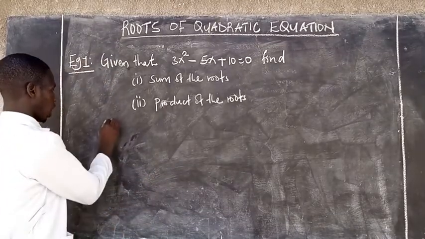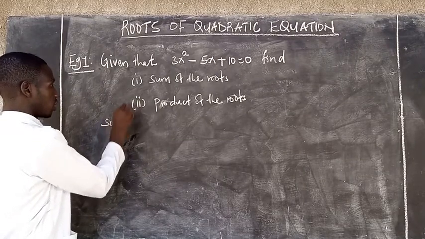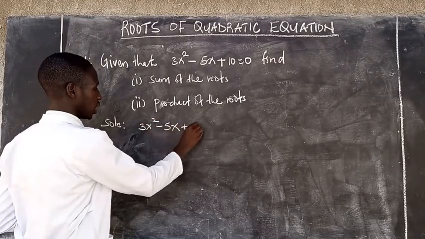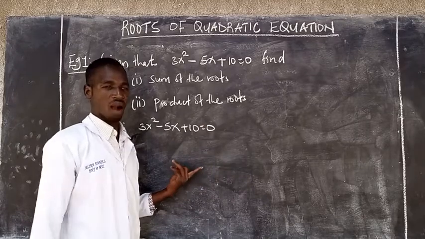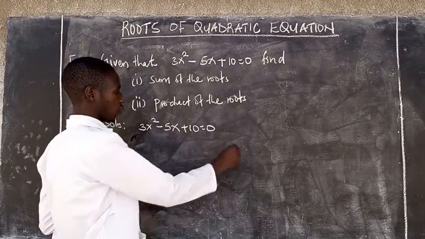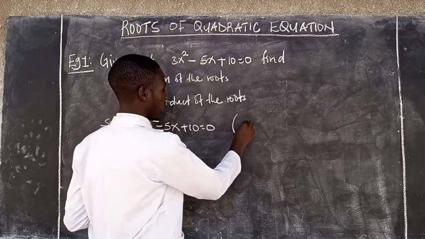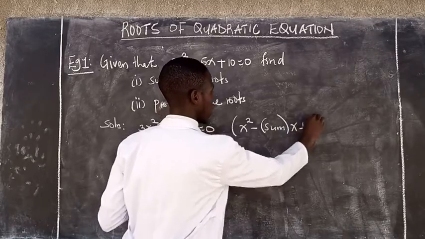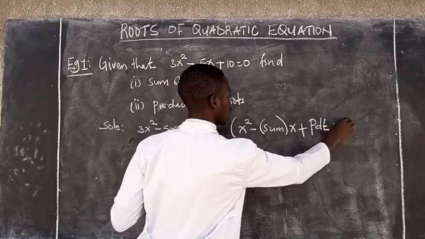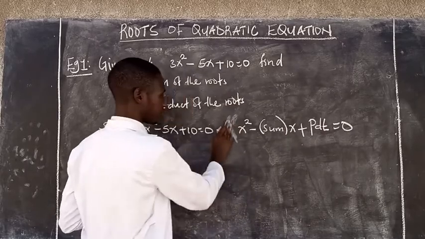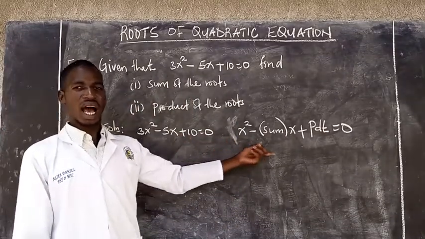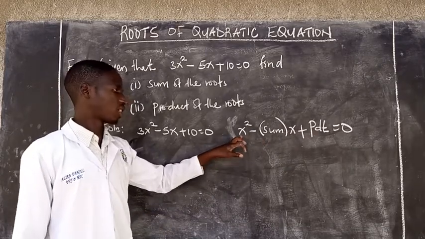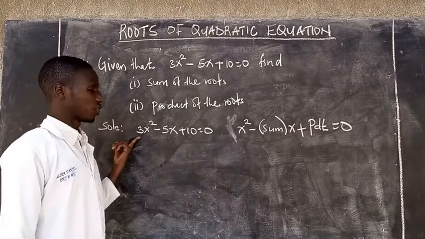So in this case, we say our solution. If the equation is given by 3x squared minus 5x plus 10 equals 0, this is a quadratic equation. We should not forget that we have to compare with x squared minus sum of the roots times x, plus the product of the roots equals 0. When you look at this equation and this equation, there's a problem. Where is the problem? The general expression has coefficient of x squared to be 1, but here the coefficient of x squared is 3.